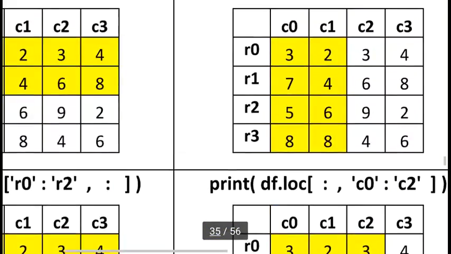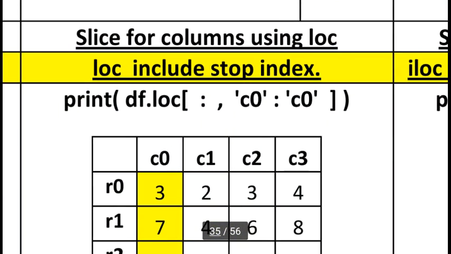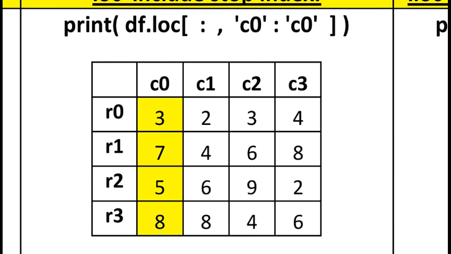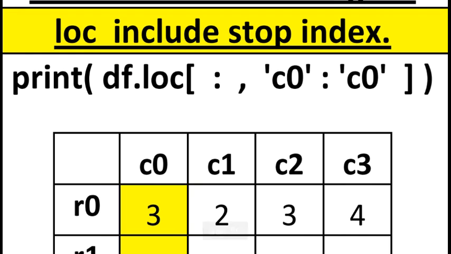Suppose now I want to select more than one column. The simple thing is, we know very well df.loc, here I write colon. Colon means all the rows, comma, column start C0 colon C0. Start C0 and colon C0 means stop also at C0, so it includes the stop index, the column index. So you can see this is our first column, 3 7 5 8, or we can also say this C0 column has 4 rows. Here I am only using colon because we know very well that before the comma is always row slicing and after the comma is always column slicing.